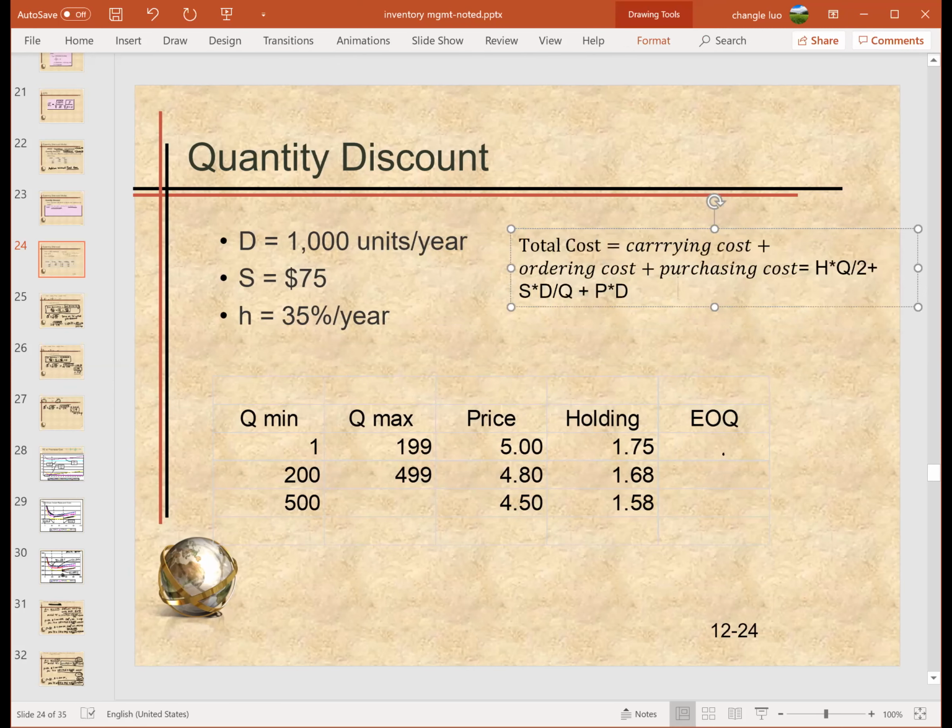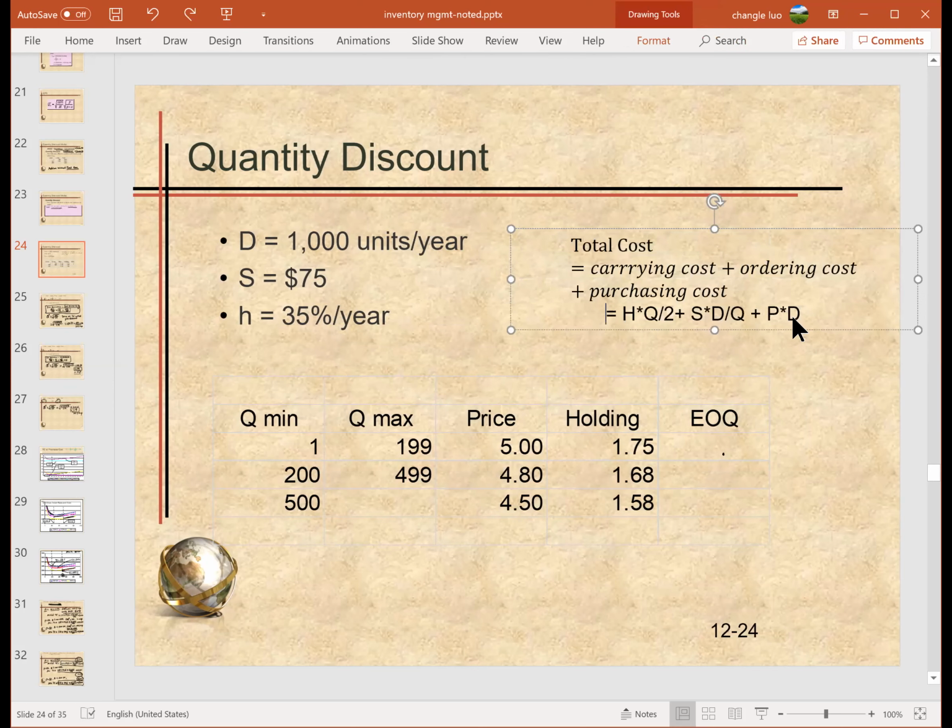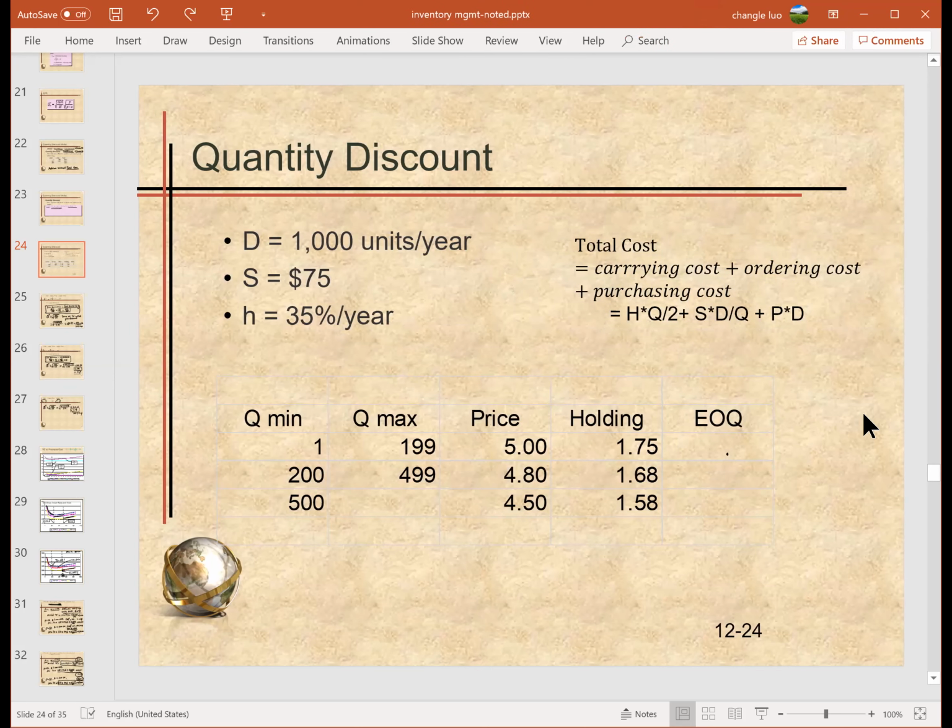You see that for each one, for each of these, something changes over time. That is, one thing is the H. So for each different quantity range, your H changes and the price per unit changes. So we're going to have different equations, total cost for different ranges of the quantities. So we actually have 3 of them, and we have to work out 3 of them.